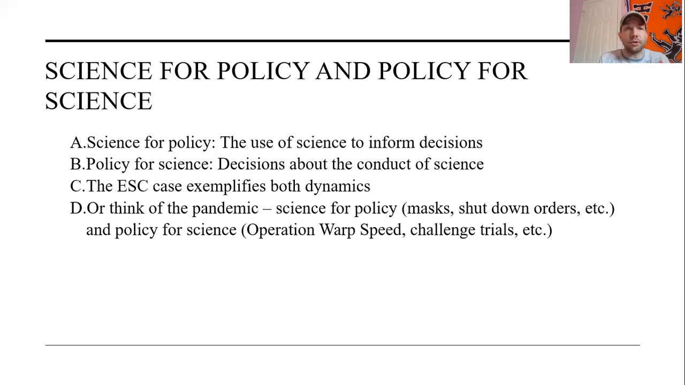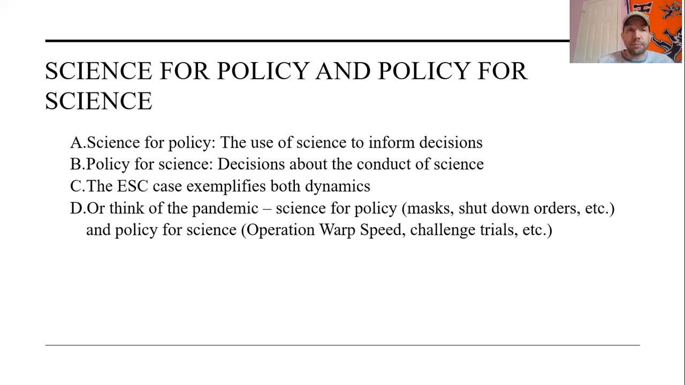Okay, now I'm using these terms, science for policy and policy for science, just to be clear about what we mean by those. Science for policy just means the use of science to inform decisions. A fundamental feature of, I would say, any sort of government or organization, but certainly in modern bureaucratic democratic societies, science informing decisions is a big aspect of our public life. You also have policy for science, that is, decisions about the conduct of science. And again, here, budget decisions are the clearest example. What kinds of R&D are we going to fund? That's a policy for science.